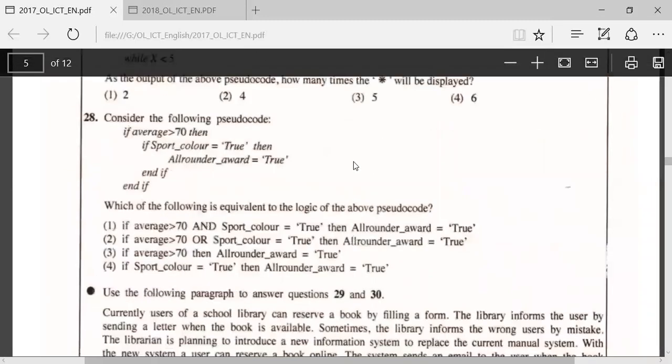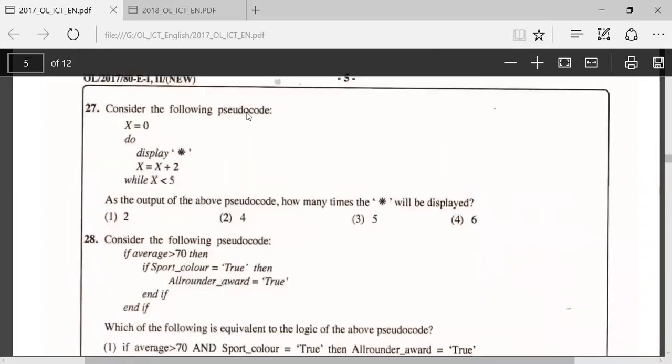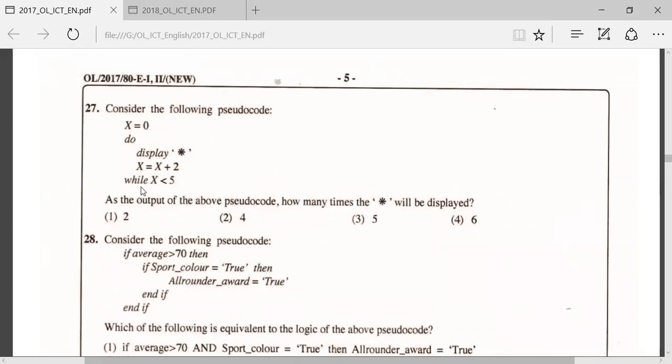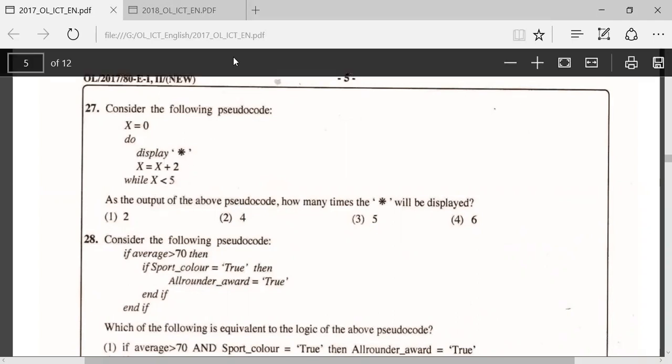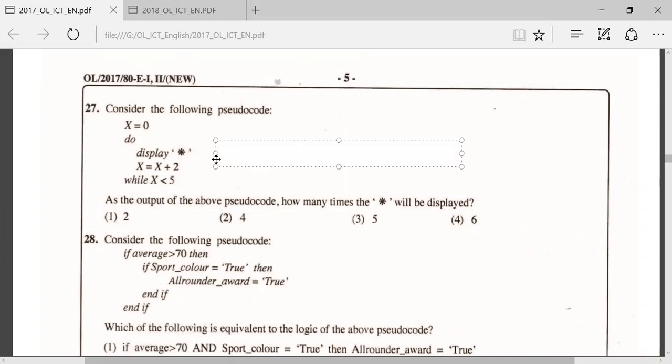Question number 27. Consider the following pseudocode. X is equal to 0. Do while loop. So in a do while loop, one time the loop will be executed without considering the condition. So display star mark. So one time the star will be printed. X equal x plus 2. X is equal to 0, 0 plus 2, it is 2. 2 less than 5, true, it will go back and display the star again.